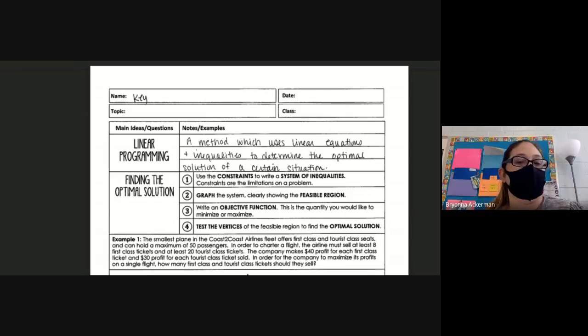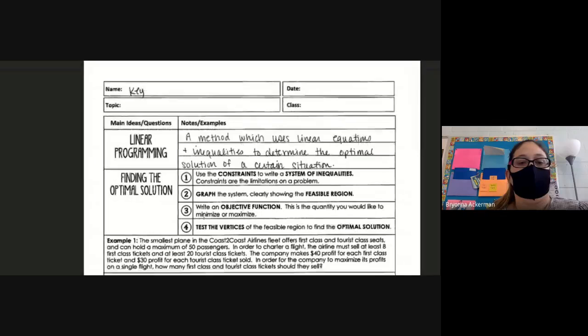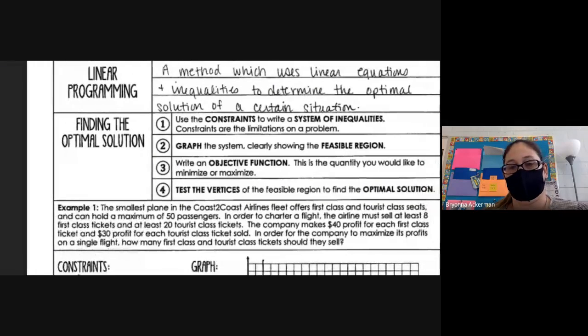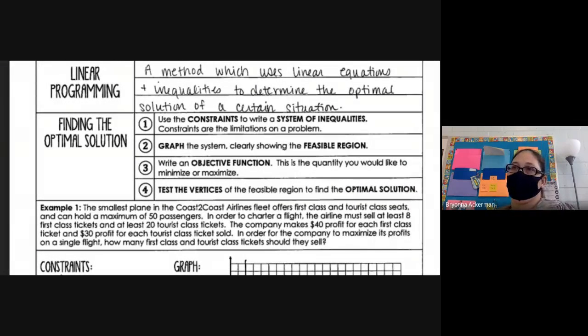So the first one says that we have a small plane, and it's the smallest plane for this Coast-to-Coast Airlines, okay? And you might want to write this down as we're doing it, okay? They can only hold 50 passengers on the plane. So that's the maximum passengers on the plane. So that's very important. So nowhere am I going to have something over 50 on my graph because I can't sell 51 seats. It just doesn't exist, right? So right there, that's already a constraint. So I like to write down my constraints. So one of my constraints is going to be I only have 50 seats, right?